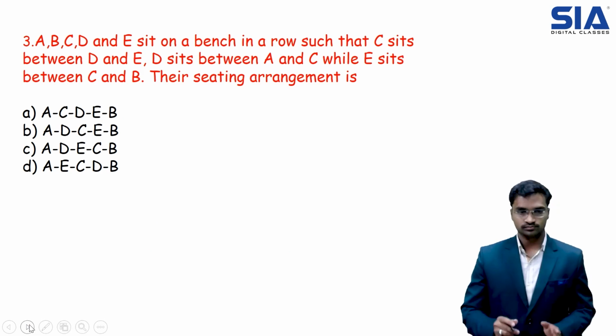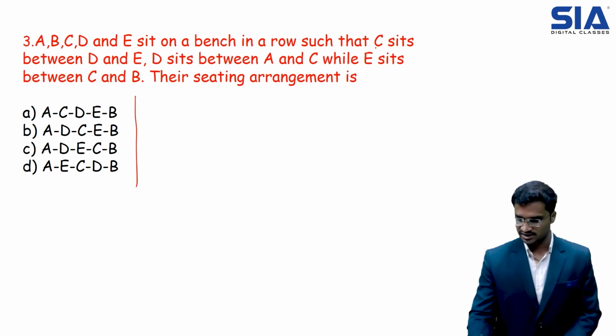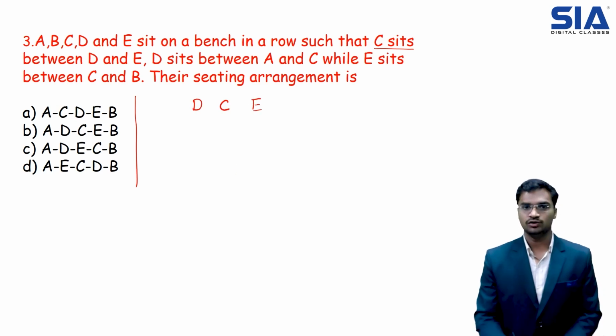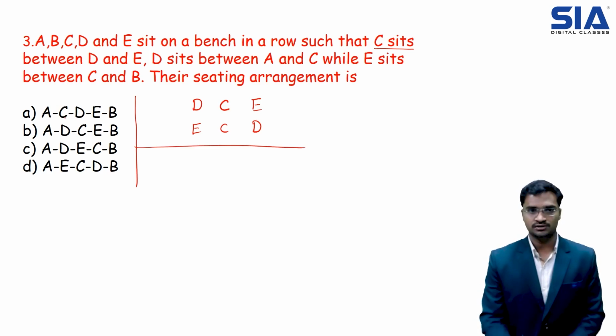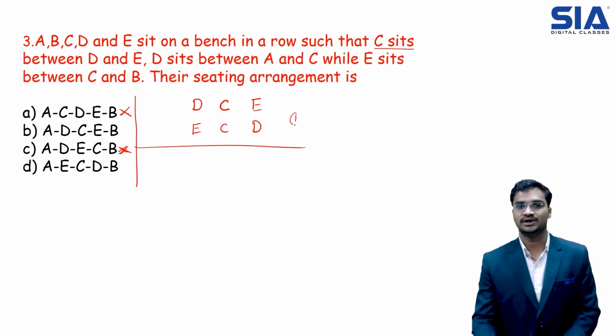Now coming to the next question. So let us solve this question using the options. So first of all, the first statement says that C sits between D and E. C is sitting between D and E. So let us check whether C is sitting between D and E or not. This can also be possible. E, D, C. So let us see. So in our first option, is C sitting between D and E? No. In our first option, C is not sitting between D and E. This is ruled out. Next, second option, C is sitting between D and E. Okay. Next, in the third option, C is not sitting between D and E.